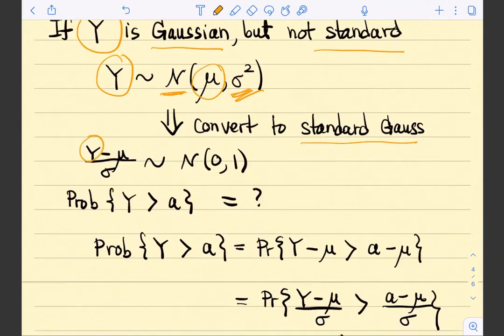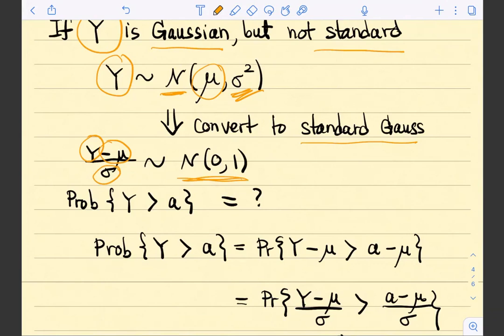You take the random variable and subtract its mean, so Y minus mu. Now the mean is going to be 0. And then you divide it by its standard deviation. Now the output is going to become a standard Gaussian, mean 0, variance 1.